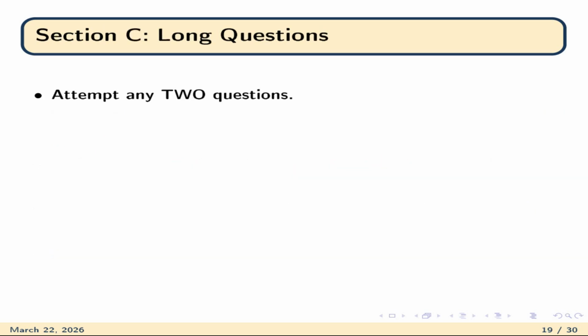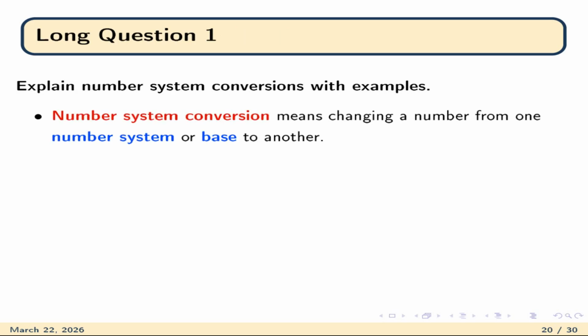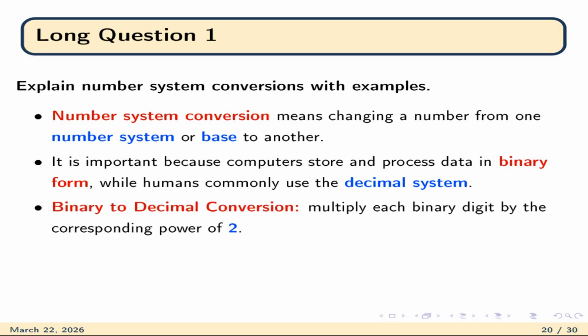Now, long questions, that is Section C. Attempt any 2 questions. Question number 1. Explain number system conversion with examples. Number system conversion means changing a number from one number system or base to another base. It is important because computers store and process data in binary form while humans commonly use the decimal system.